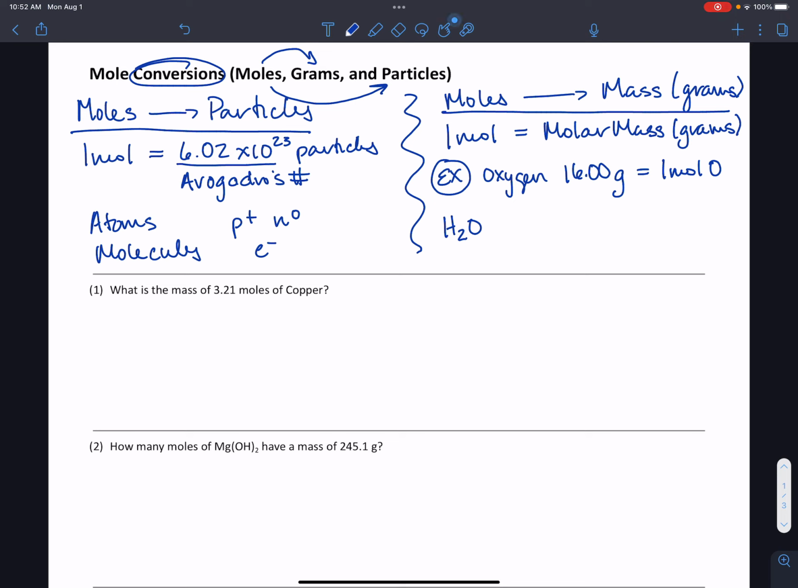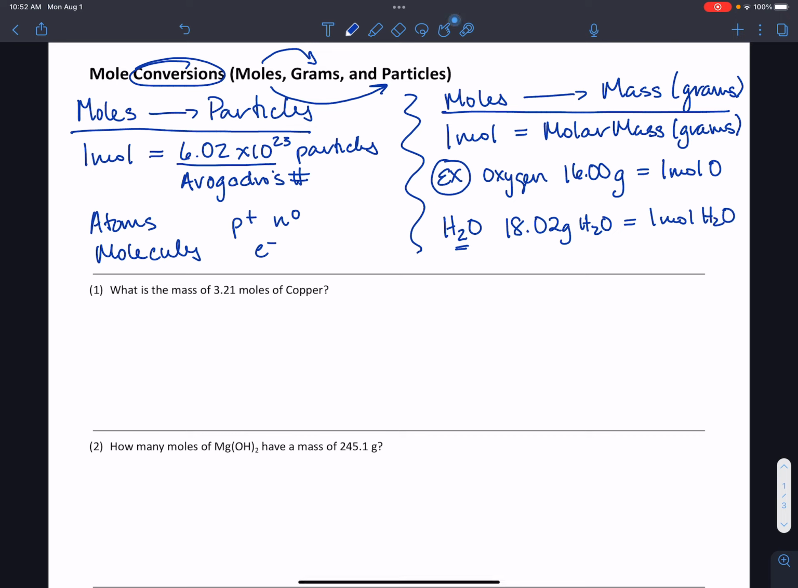We can also put oxygen into a compound such as water. And we can determine the molar mass of a compound by adding up the molar masses of the different elements. So in this case, we have 2 hydrogens. We take the molar mass of those 2 hydrogens and add them to oxygen, and we find that the molar mass of water is 18.02 grams for every 1 mole of that substance.